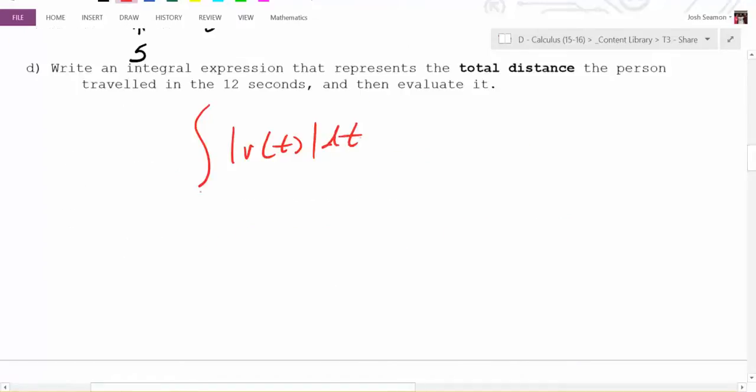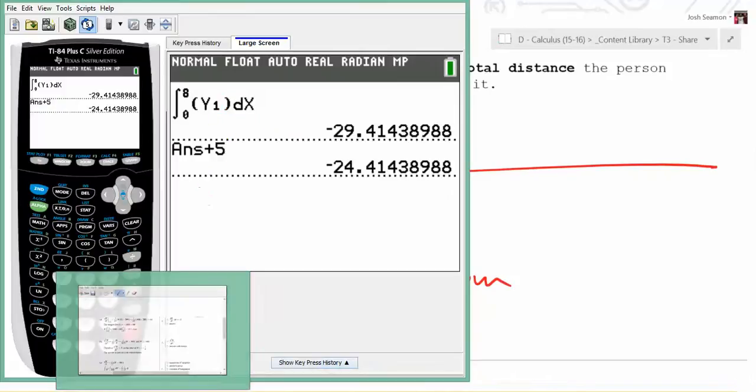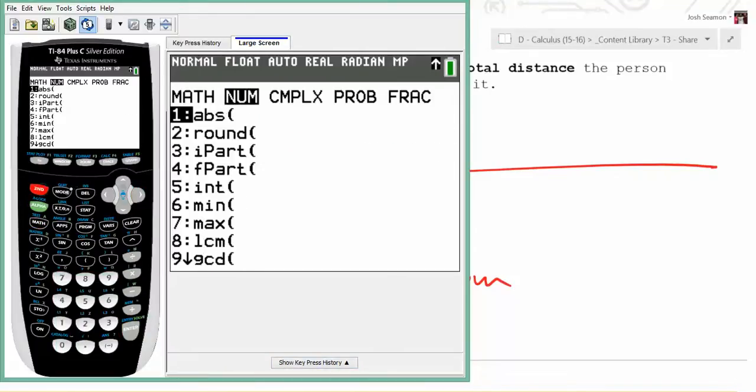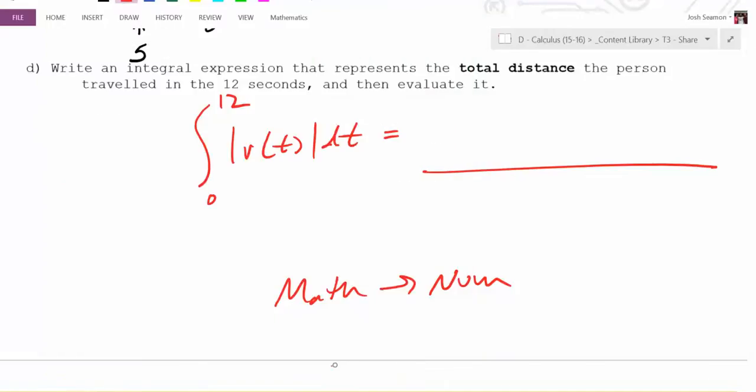dt from 0 to 12. Do that on your calculator. And if you want to know where absolute value is, I think it's under math num. There's ABS right there. So you can either put that into the equation or what you're calling. So try that. 83 point what? 586? Yeah. Very nice.